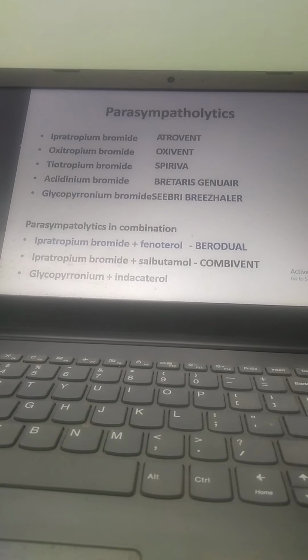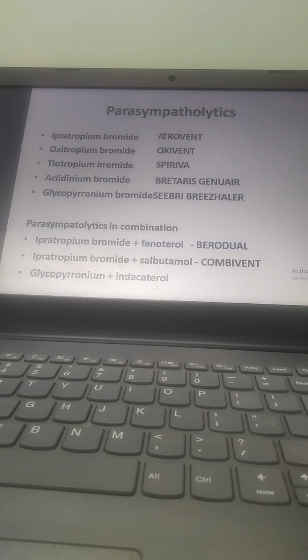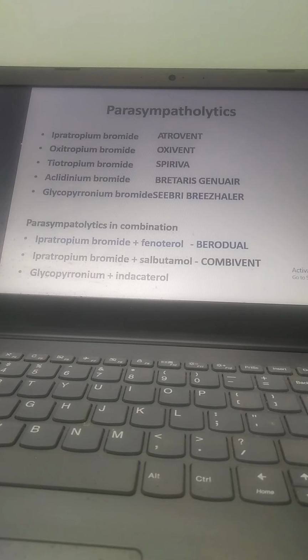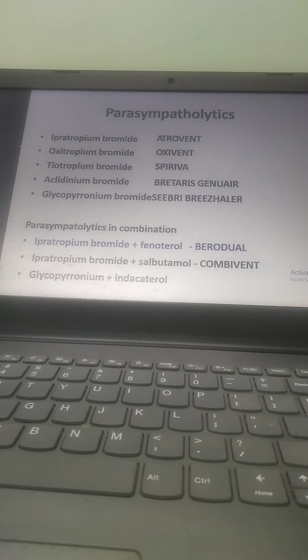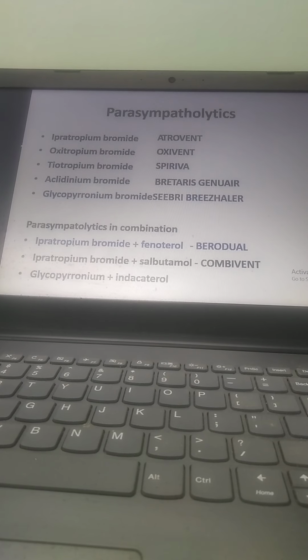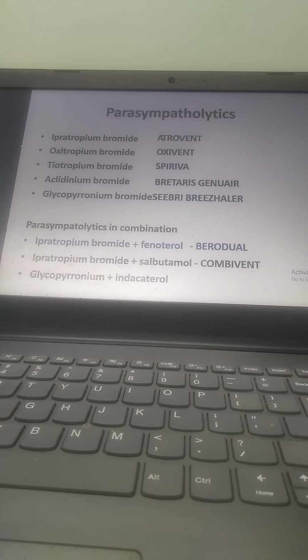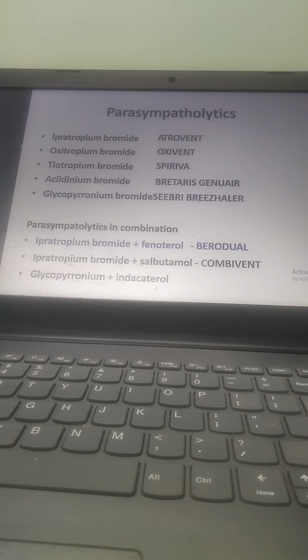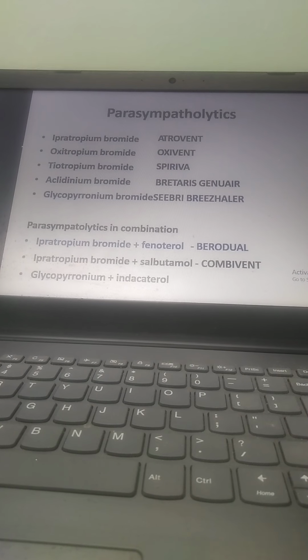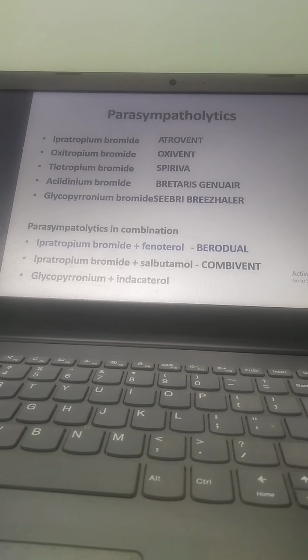Then we have parasympatholytics like ipratropium bromide, oxitropium bromide, tiotropium bromide, aclidinium bromide, glycopyrronium bromide, and parasympatholytics in combination. We have combinations like the short-acting ipratropium bromide plus fenoterol, ipratropium bromide plus salbutamol, and glycopyrronium plus indacaterol. So this is the combination.